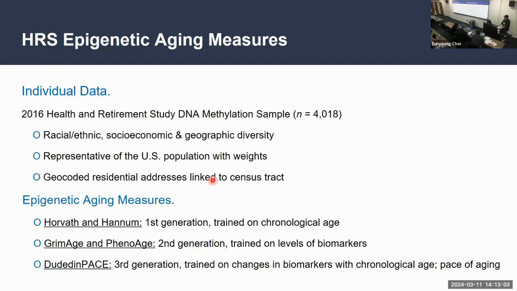We use 5 epigenetic aging measures. Since Eun did an amazing job introducing those measures, I won't go into the details, but basically we have first generation clocks including Horvath and Hannum age, second generation clocks including Grim age and Pheno age, and we have the third generation measure, Needham's pace. For the first 4 measures, we use the principal component and age acceleration versions.